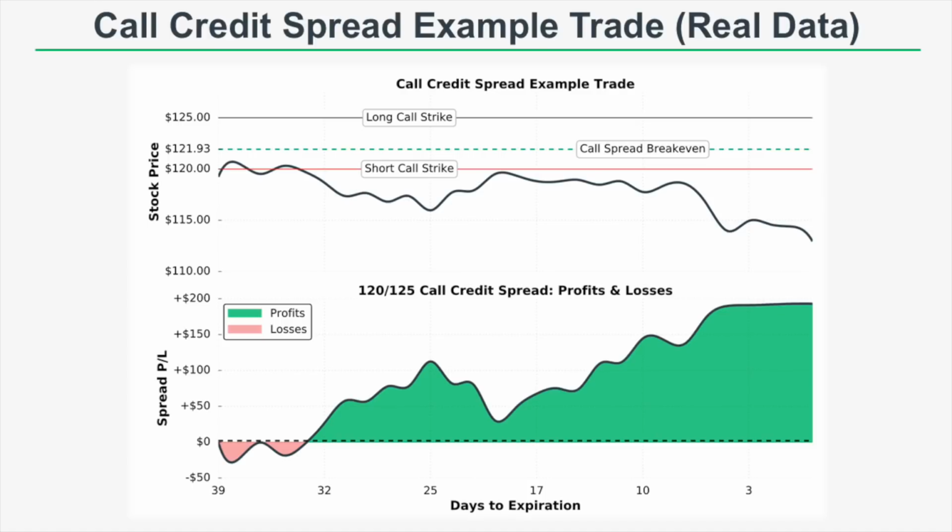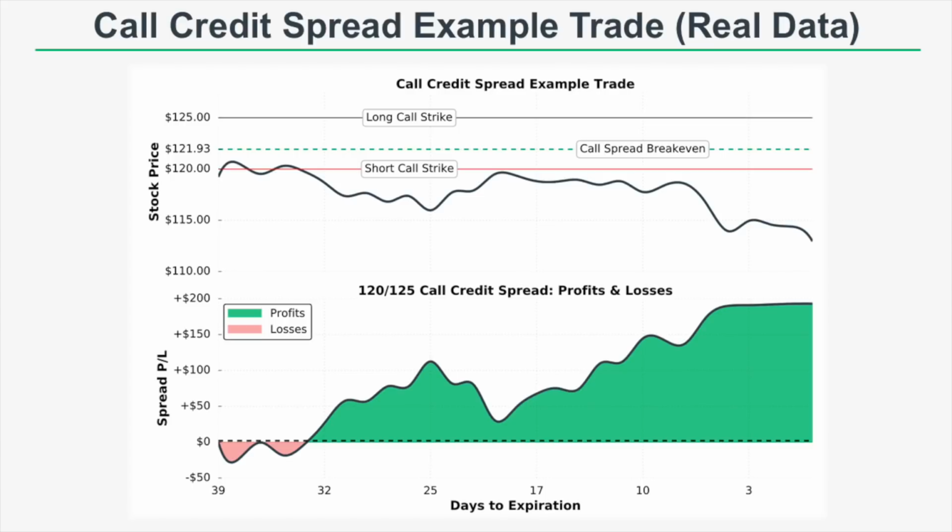Now on the bottom part of the graph, we're looking at the profit and loss of this particular spread as time passes and the stock price changes. So in this example, we can see that the stock price starts to increase right off the bat, and that leads to small losses for our credit spread. So that happens because if the stock price starts to increase right after you sell a call spread, that call spread is going to increase in value, and that's not going to be good for you because when you sell a spread, you want its price to decrease.